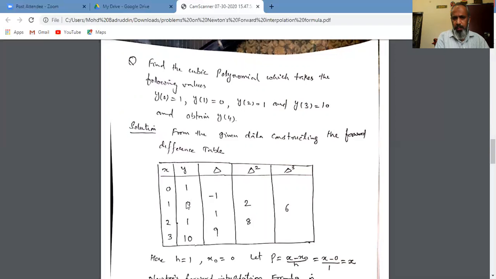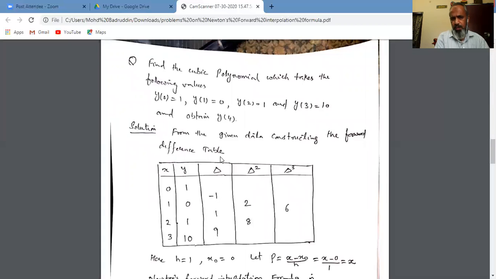Now, this is the first order forward difference. So it is obtained by subtracting y1 minus y0. This is y1 and this is y0. 0 minus 1 is minus 1. We are writing here the first order difference. 1 minus 0 is 1. This is also delta y1. This is delta y2. 10 minus 1 is 9. So this column represents the first order forward differences.